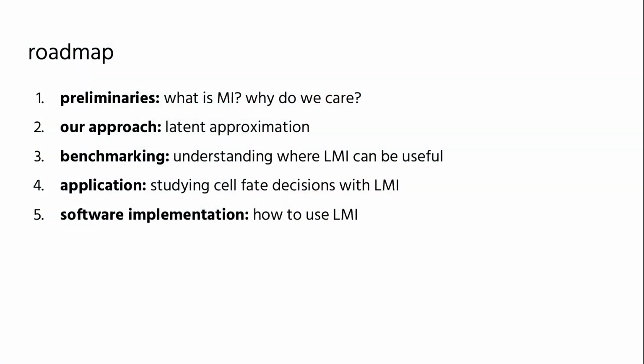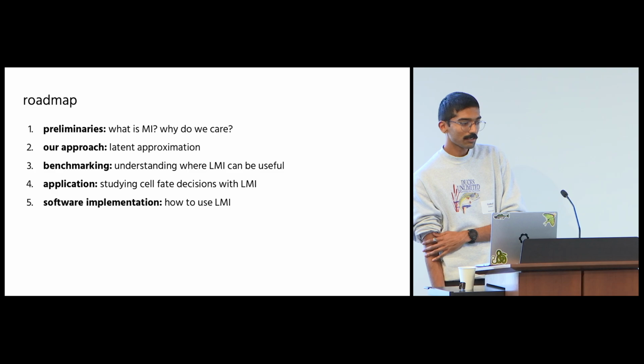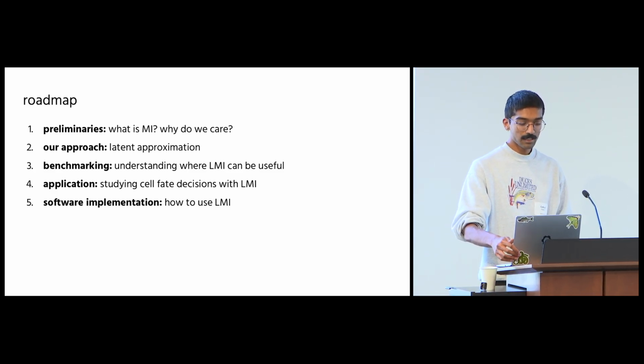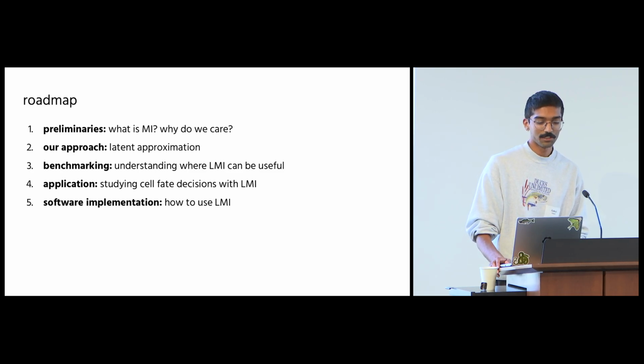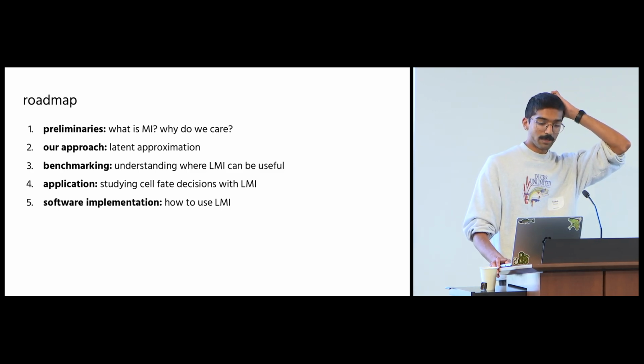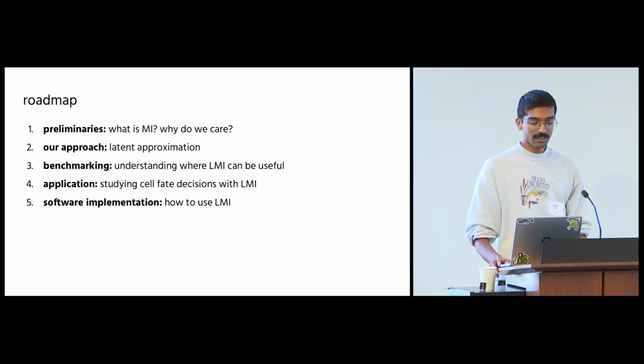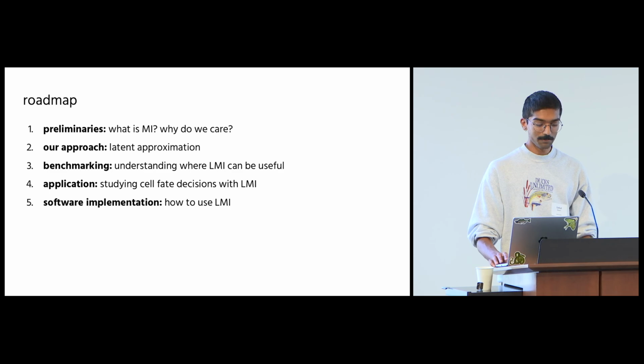So first, I'll give a little roadmap of how I plan to spend the next 15 minutes or so. First, I'll go over the basics. I'll tell you what MI is. I'll explain why we care and why it's hard to estimate. And then I'll talk about our approach, which we call LMI. And then I'll go over some empirical results where we try to understand what regimes LMI can be useful in. And then I'll look at a real problem. So we'll study cell fate decisions in hematopoiesis. And then lastly, I'll just show you how you might be able to use LMI through our Python package.